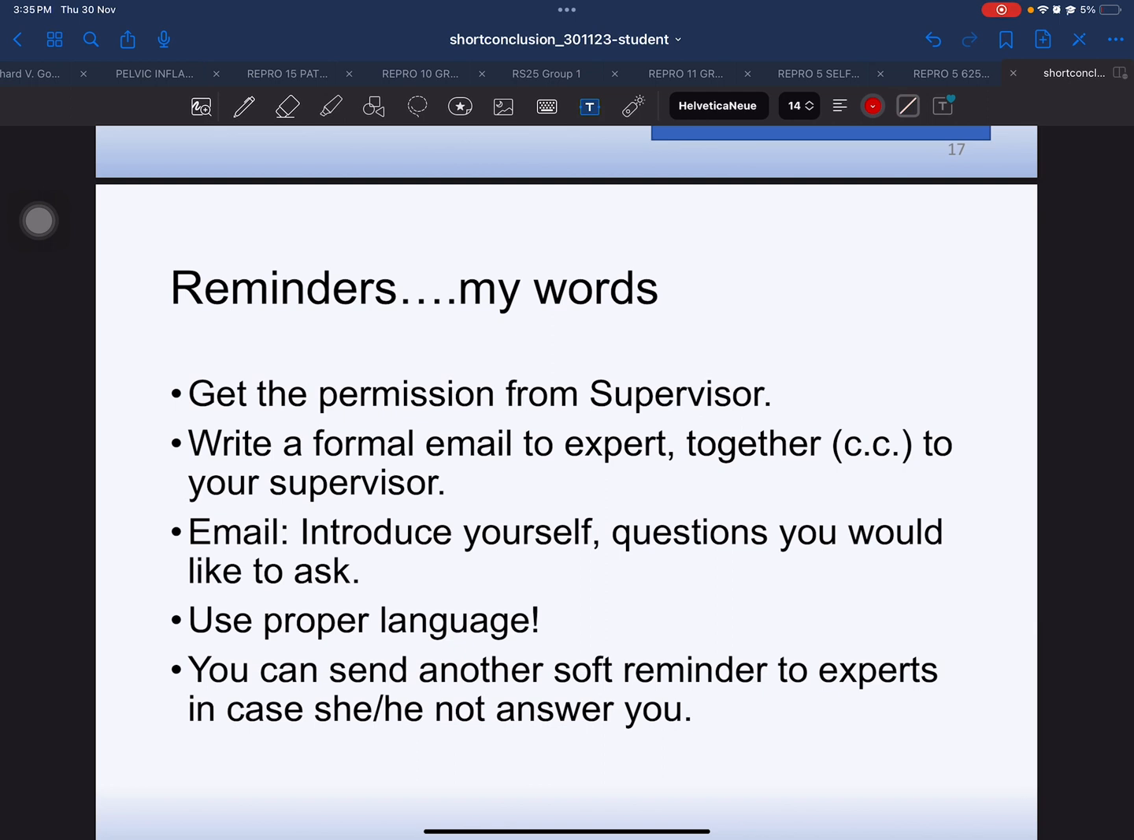Third, I know you want to email all the experts and see who can help you. Please send individual emails one by one, can? Don't be so silly. Dear all, please someone help me. Then I tell you, no one will help you.